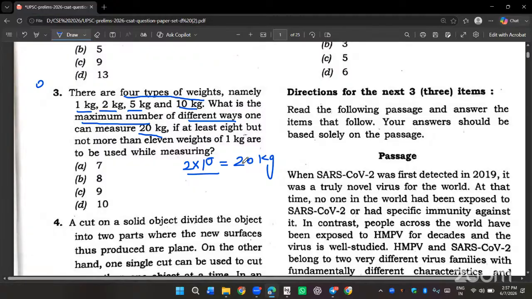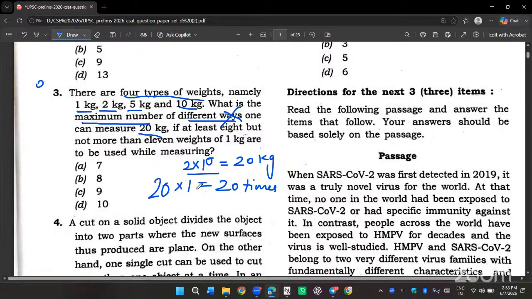So if they ask like that, with any one of the weights or with one or two or more weights, when you measure this, what is the maximum number of times? If they ask this, then you can say the 1 kg weight. You can measure 20 kg with the 1 kg weight. So 20 times is the maximum. 20 times you can measure. Like that, we can discuss.